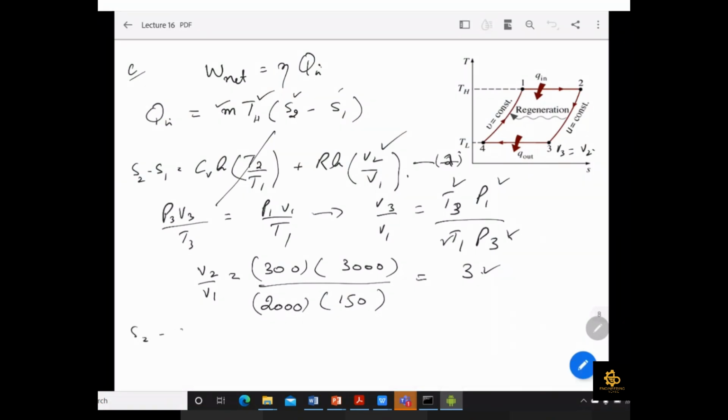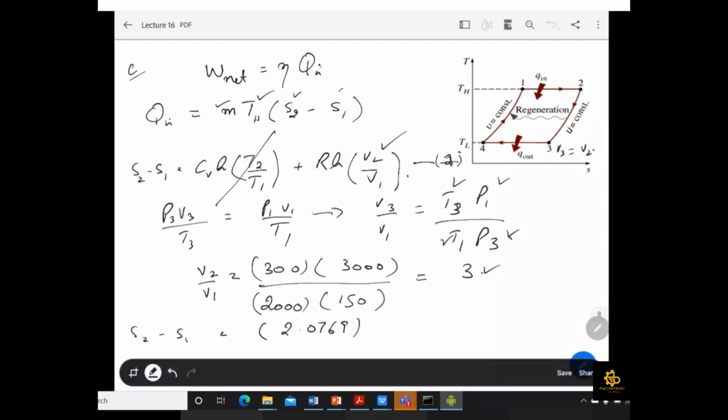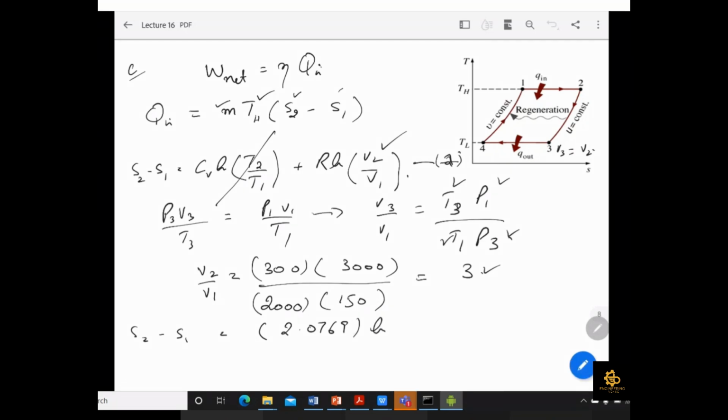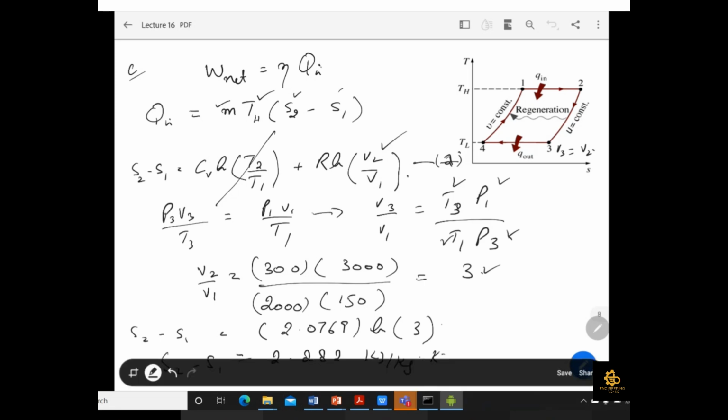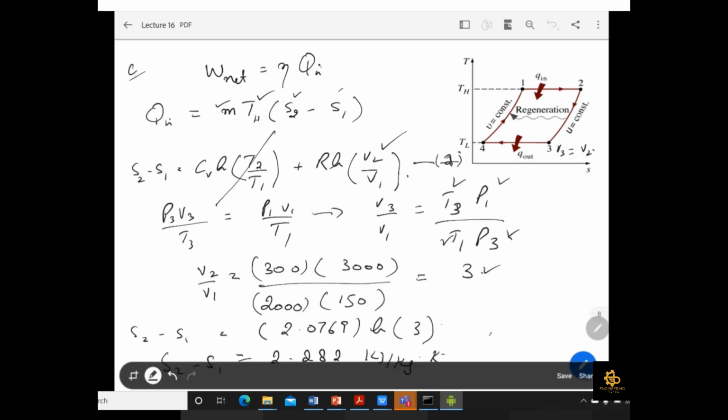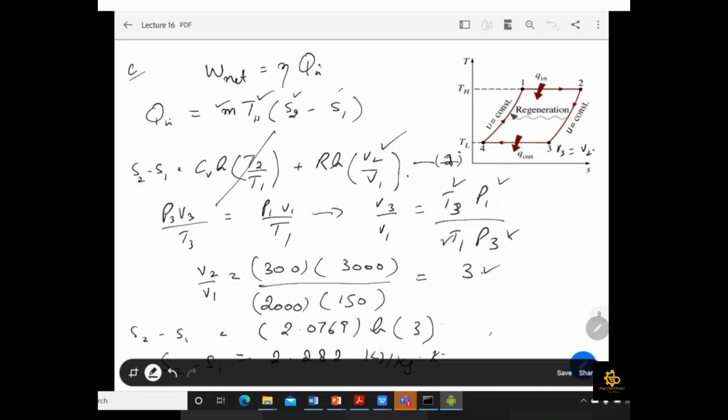S2 minus S1 is equal to 2.0769, the gas constant for helium, times log of 3. From here we can easily find that it is equal to 2.282 kilojoule per kg Kelvin, the change in entropy between points 1 and 2. So you have to note it down, and then I will move to the next. If you have any question, you can also ask.